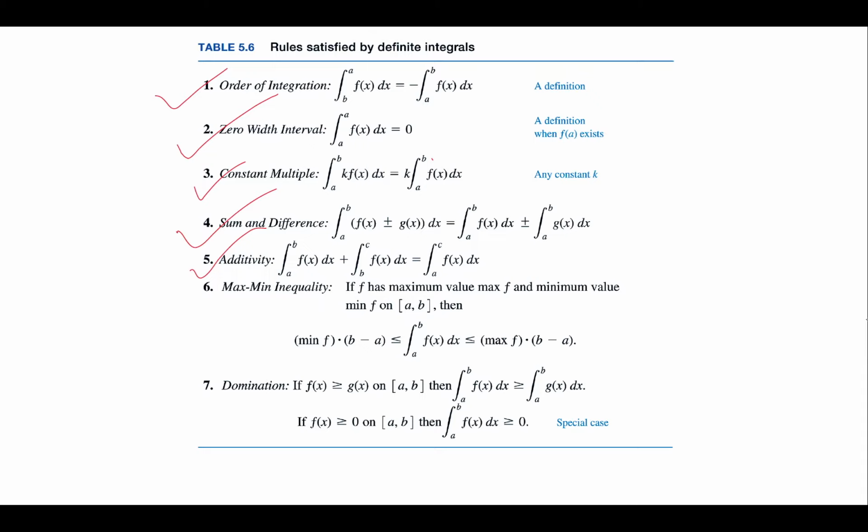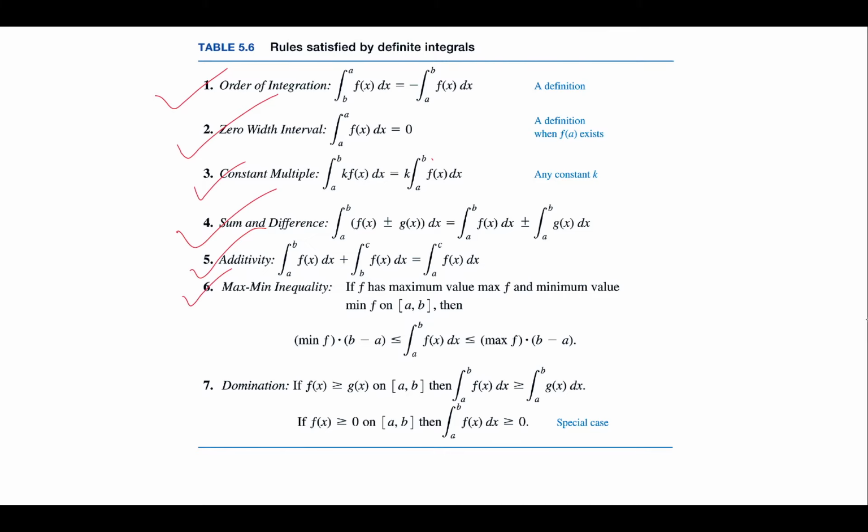If we would like to add this limit of integration for the same function, you can see that this is a definite integral from a to b, and this is also a definite integral from b to c. So this final point and this initial point are the same. Instead of doing that, we can just say this is the integration from a to c directly.